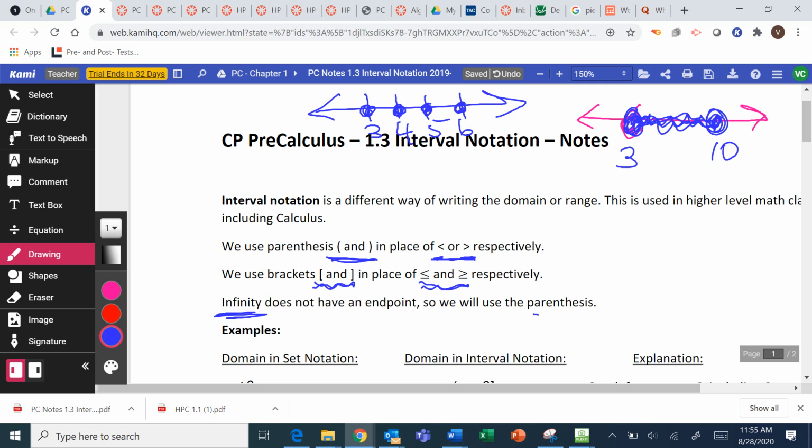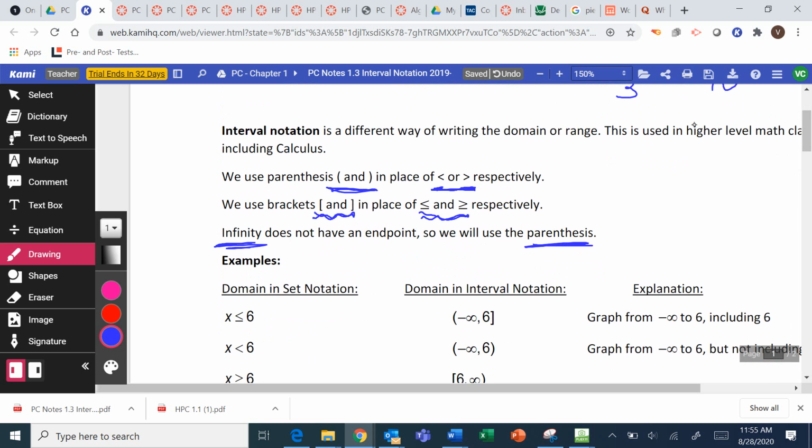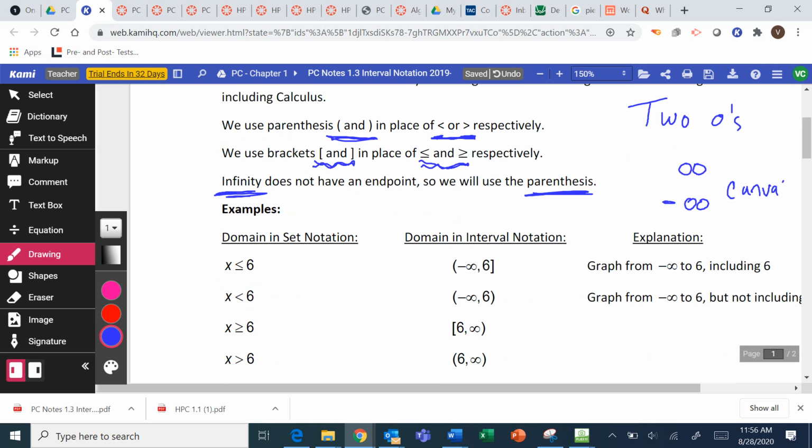So infinity uses parentheses. When we type stuff with domain and range, we're going to type this into our computer. Can't type infinity in the computer. So instead of infinity, we're going to use 2 lowercase o's, like oo, or negative oo, that's negative infinity. So positive infinity, you don't need a plus sign, just infinity, and then negative infinity when we go to type it in Canvas.